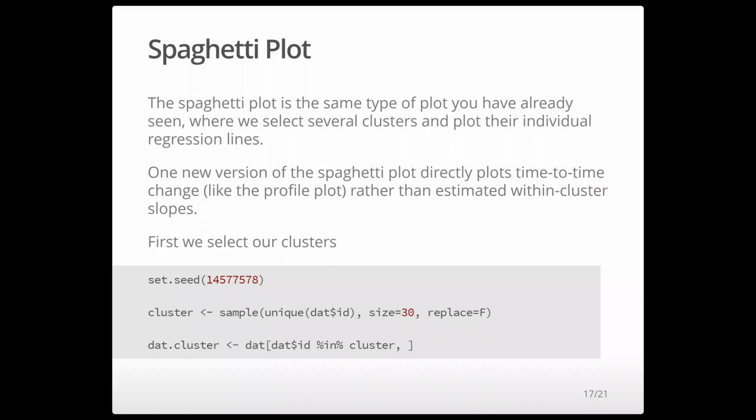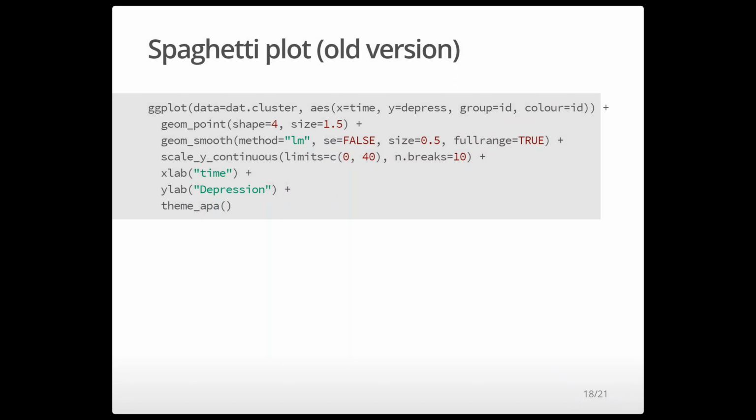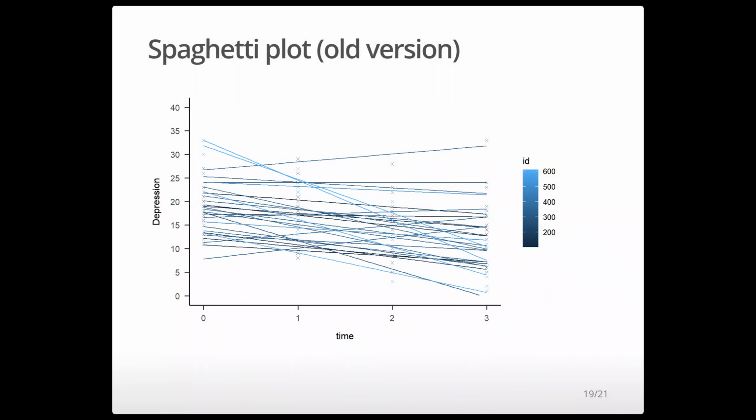For the spaghetti plot, we're going to do exactly the same thing that we've already done. We're going to select some clusters, and then we're going to look at each of their slopes. So here is some code that's very similar to what you've seen when we've produced the spaghetti plot. So this gives us regression lines for each participant. You can see the regression lines kind of move in different directions, so this definitely looks like random slopes to me.